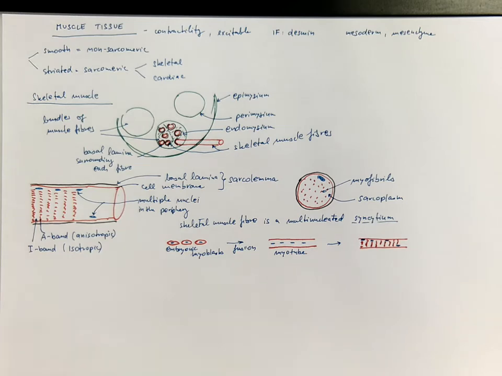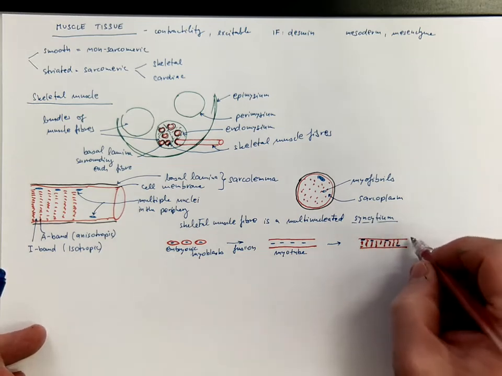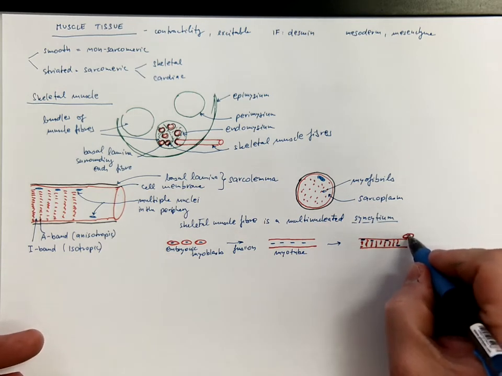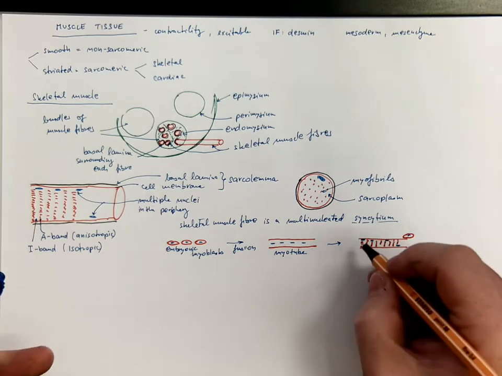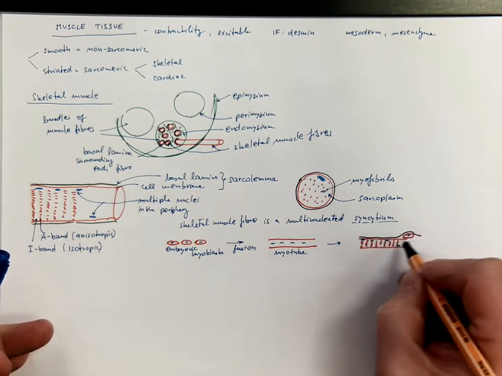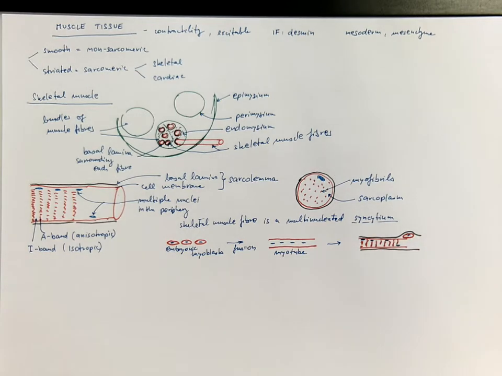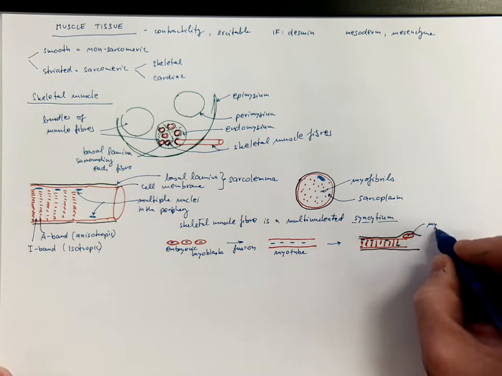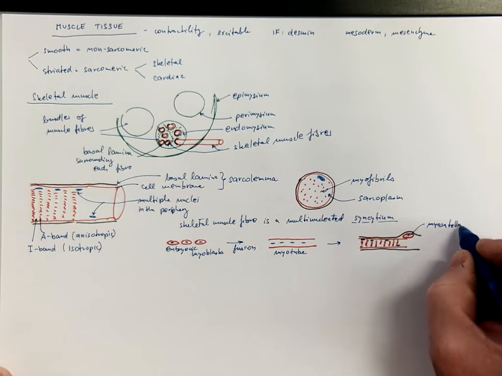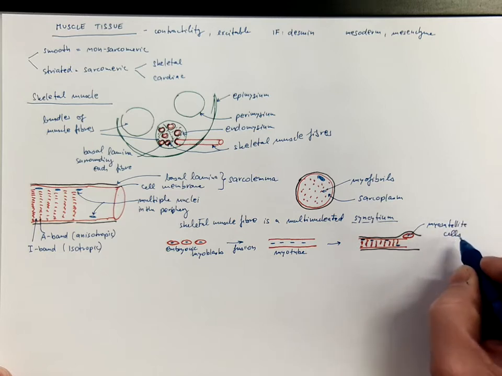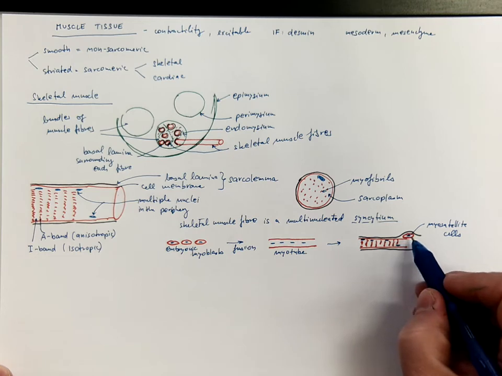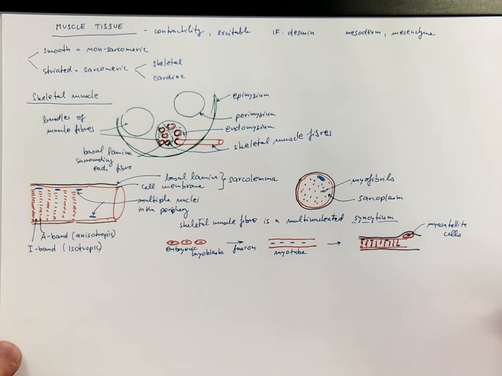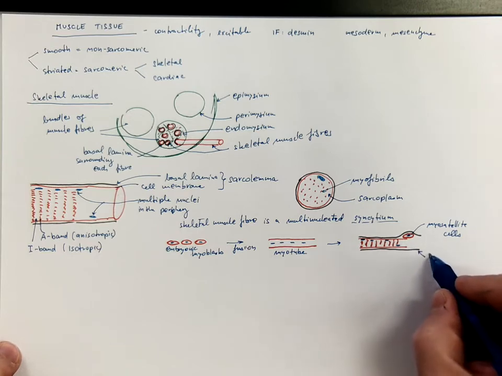There are some residual embryonic cells that are persisting below the basal lamina, and these are called myosatellite cells. It's believed that they have potential to contribute to healing of muscle tissue to some limited extent. This is the basal lamina.